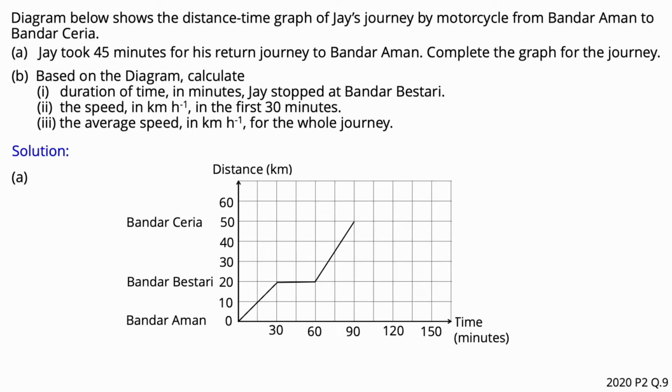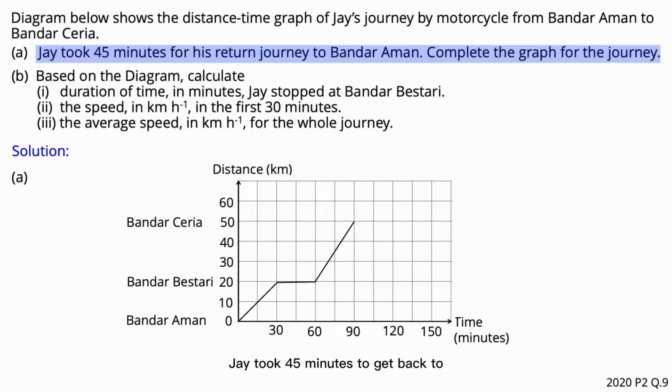Here is an example of a distance time graph. Diagram below shows the distance time graph of Jay's journey by motorcycle from Bandar Aman to Bandar Celia. A. Jay took 45 minutes for his return journey to Bandar Aman. Complete the graph for the journey.